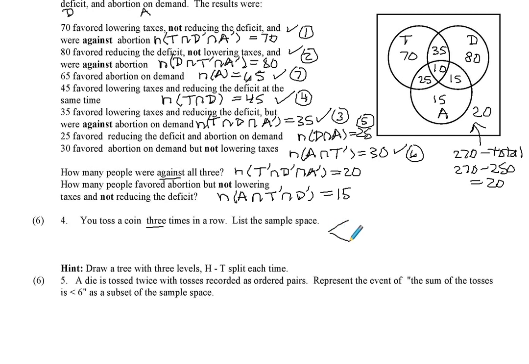Your first toss, you can either get heads or tails. Then on your second toss, if you get heads on the first, you can get heads or tails on the second. If you get tails on the first, you can also get heads or tails on the second. Then for the third toss, if you get heads on the first and heads on the second, you can get heads or tails. So each one of these will have a heads-tails split coming off.